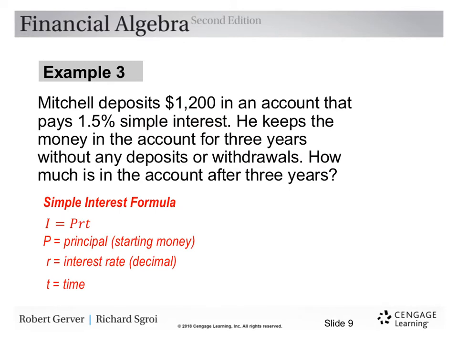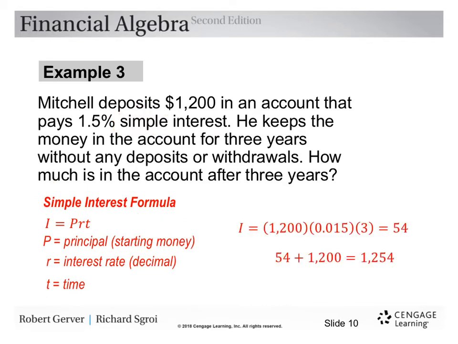All right, now, notice we said this was simple interest, okay? So we're going to use the simple interest formula. The simple interest formula simply states I is equal to PRT, or I, which is interest, P is your principal, or in other words, your starting money, R is the interest rate as a decimal, and T is time.